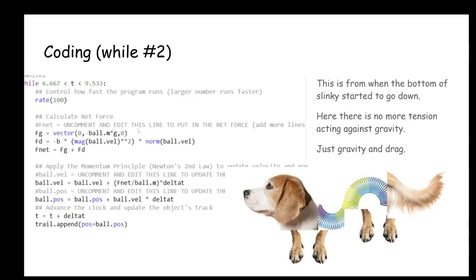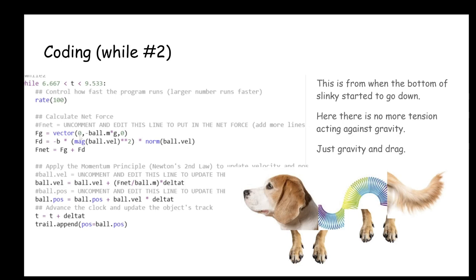So coding, this is the second while loop. So from 6.67 seconds to 9.533 seconds, instead of having a tension force, because now the Slinky force, which is the tension force, there's not going to be anymore because it's in a relaxed position. So we're going to have a force of gravity and a force of drag. So force of gravity going down, force of drag is going up, and basically, this is how we're going to model the Y position.